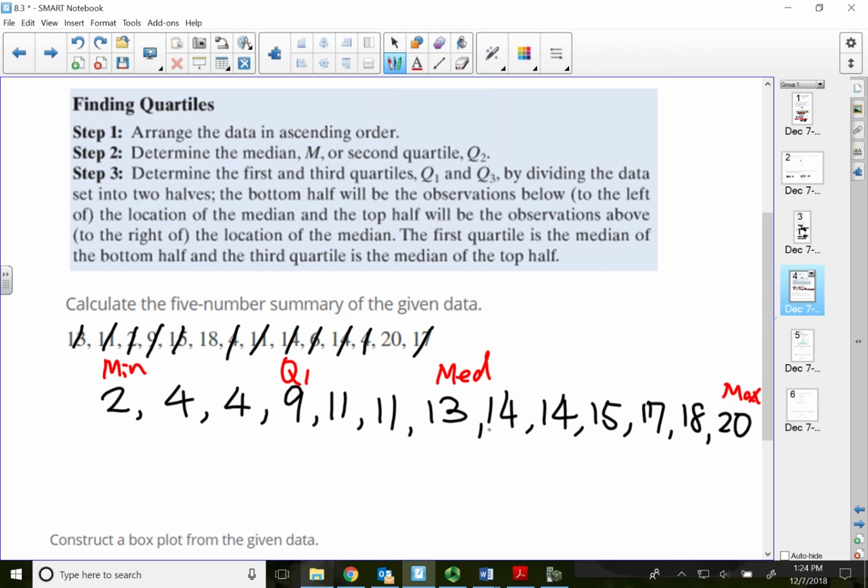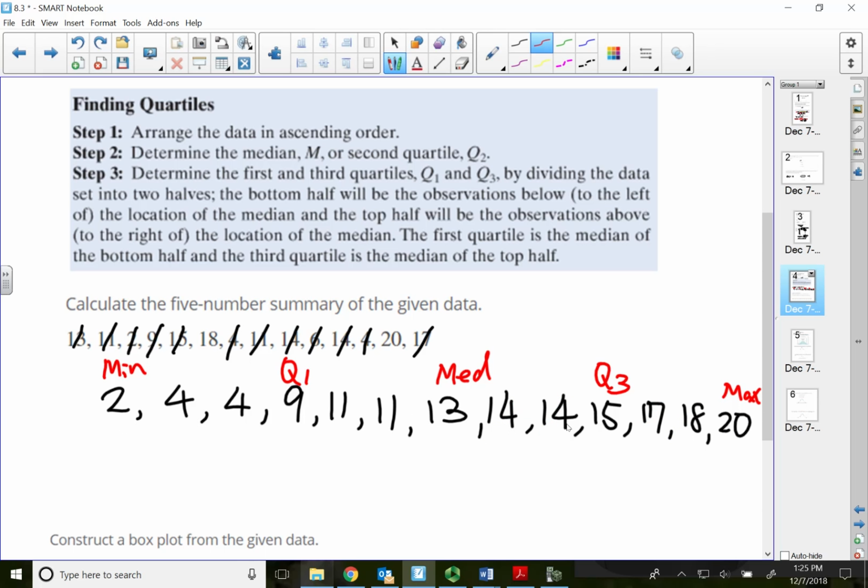The median of the second half, from the median to the max, has to be 15. That will be called Q3, because Q2 is the median. There you go. Here's your 5-number summary.